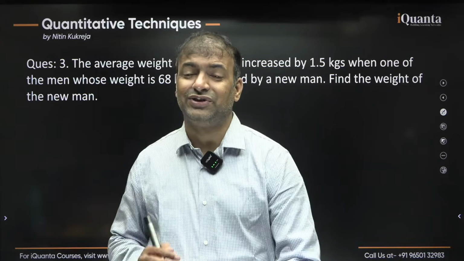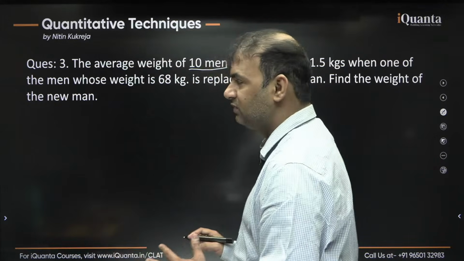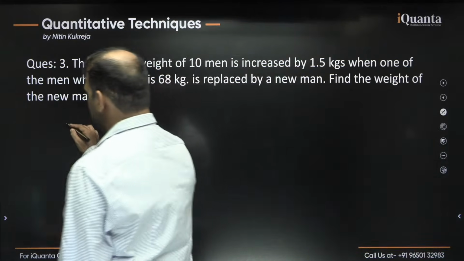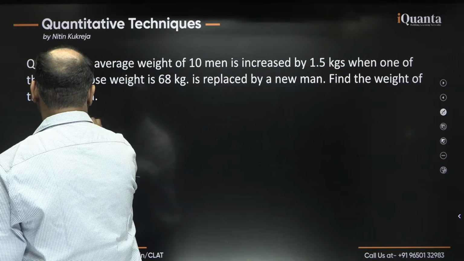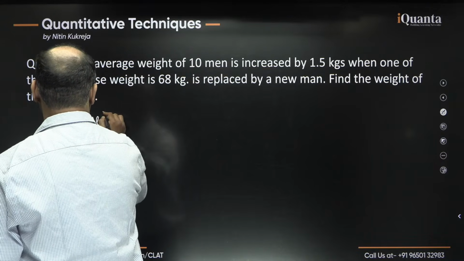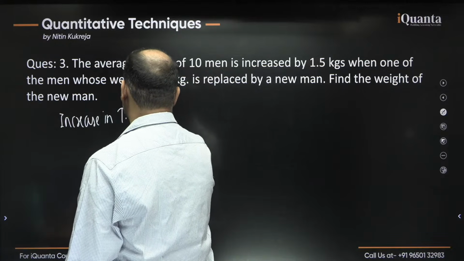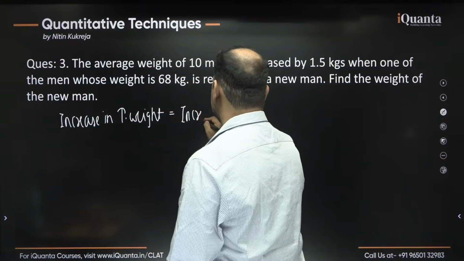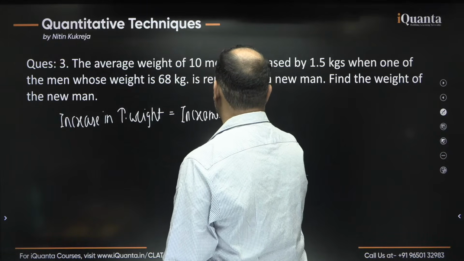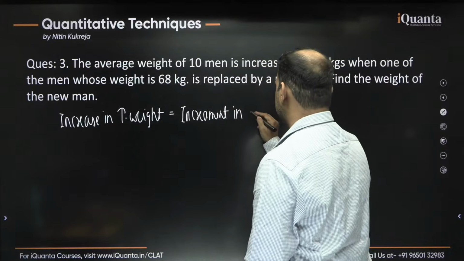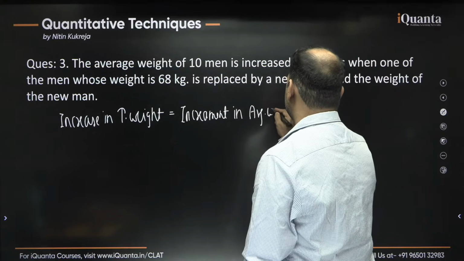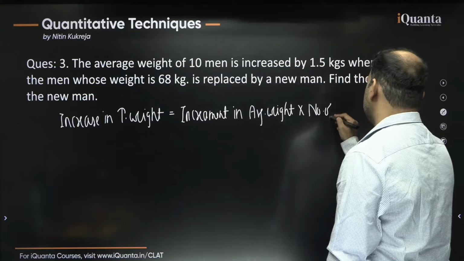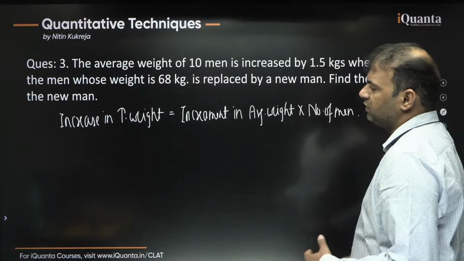So actually this is not as difficult, right? Let me explain how we can do this. So as I said, the number of men is not changing. So we can directly say that the increment in the total weight will be equal to the increment in the average weight into the number of people, right guys, simple as that, the number of men. Why? Because the number of men is not changing at all.